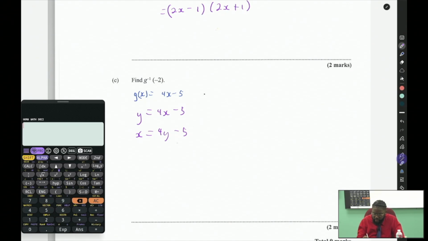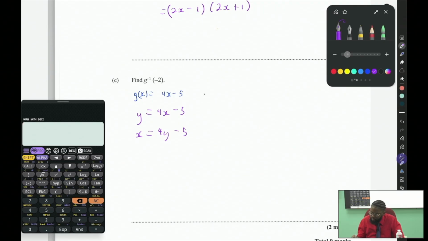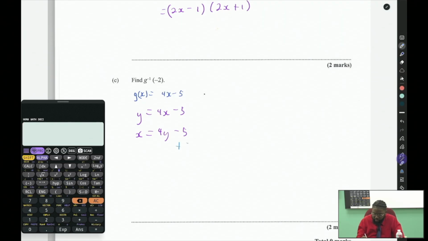So to do that, we need to remove the 5 by adding 5 on both sides. So we're going to have x plus 5 equal to 4y. And then next, we're going to divide by 4. So our inverse, which is y, equals x plus 5 over 4.